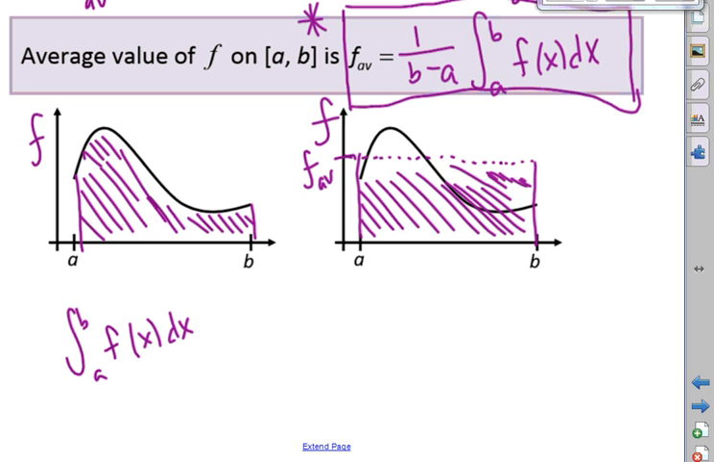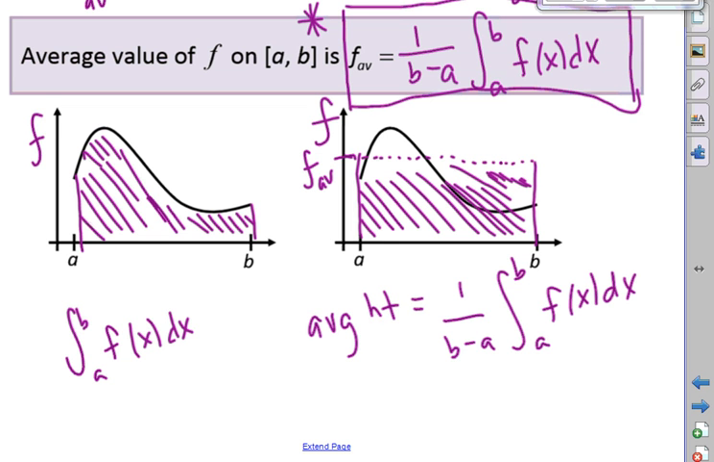That's what that means. So in other words, you could think the average height is equal to 1 over b minus a times the integral from a to b of f of x dx. Where that becomes important is if I'm looking for an average velocity, if I'm given velocity, then you would find the total change in position and then divide by the change in time so that you could find the average velocity over the given interval. So again, this is a little bit confusing, but as we work more problems, hopefully it'll become a little bit better for you.